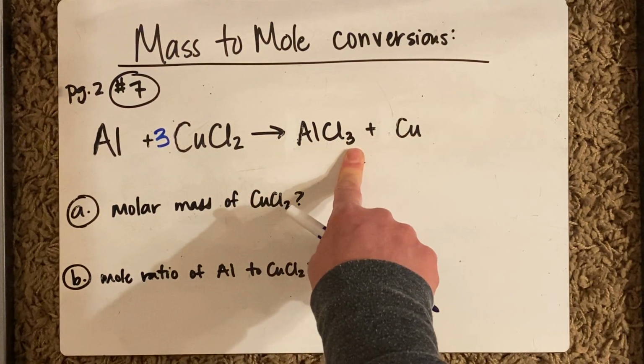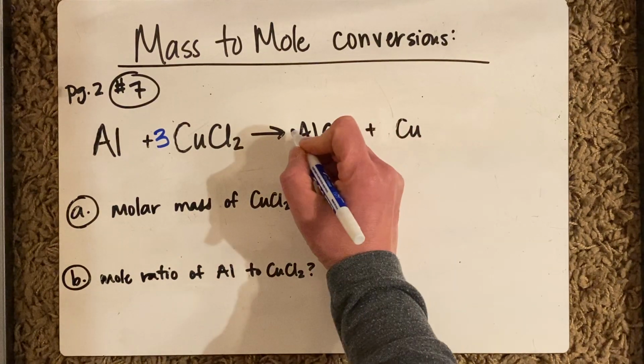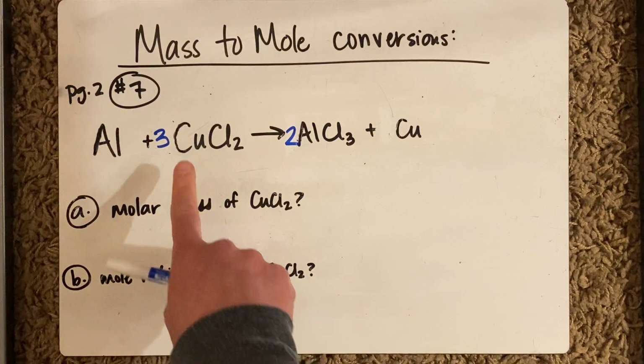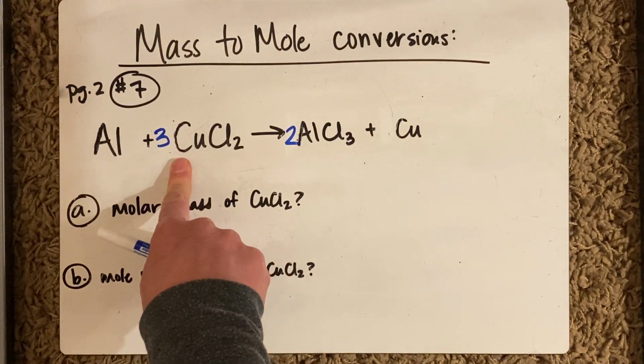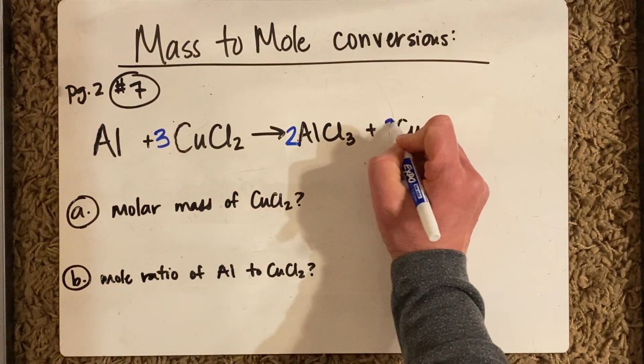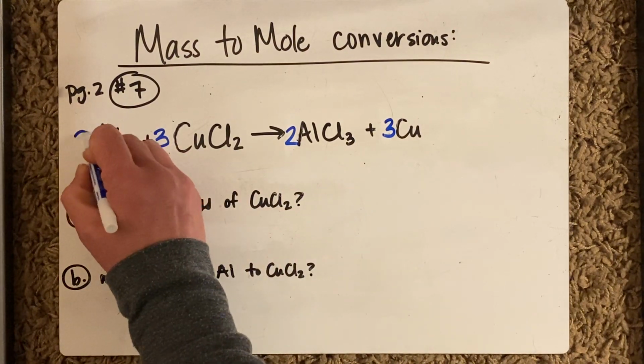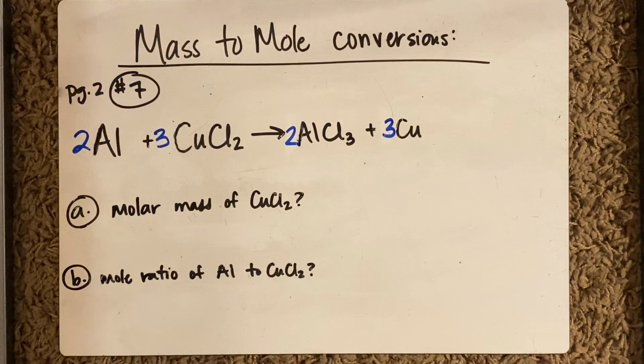Over here, 3 times what makes 6? 2. And when we do that, we've now unbalanced the metals, the copper and the aluminum. So here we have 3 coppers, here just 1, so go ahead and put a 3. Here we have 2 aluminums, over here we have 1, so let's put 2 right there. And now our equation is balanced.